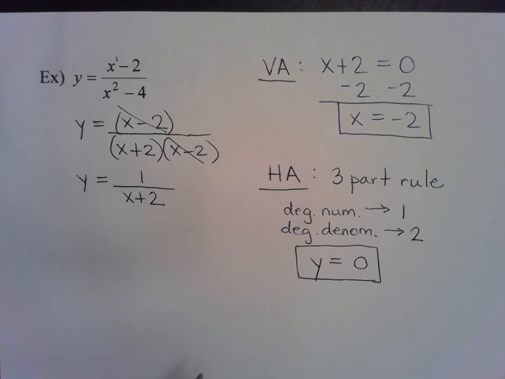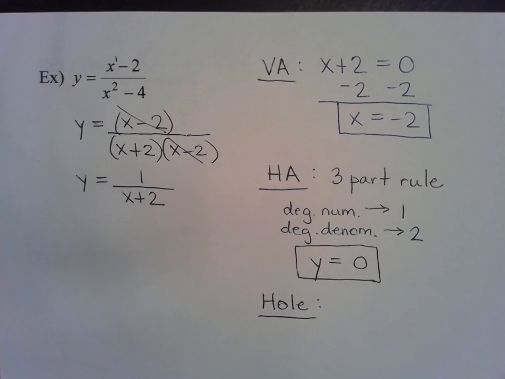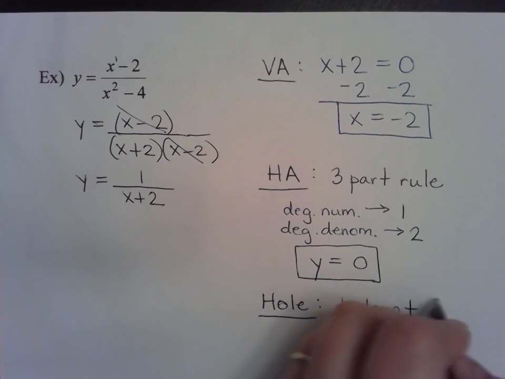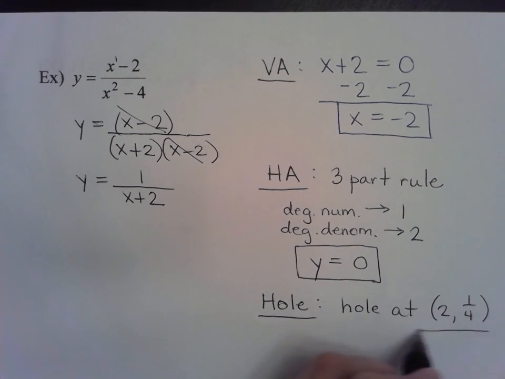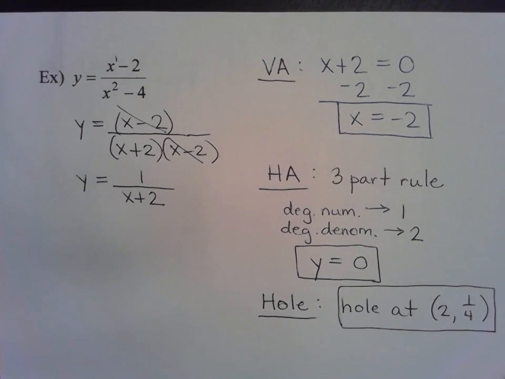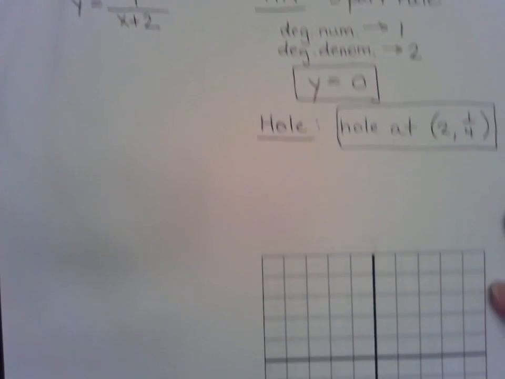Okay, let me just add in the hole because I know we just did that. I'm not going to go back through it because we just did that, right? So we found that we had a hole at point 2, 1/4. Okay, so let's put all of this into a sketch. I'm going to move down, but we can always come back if we need to.